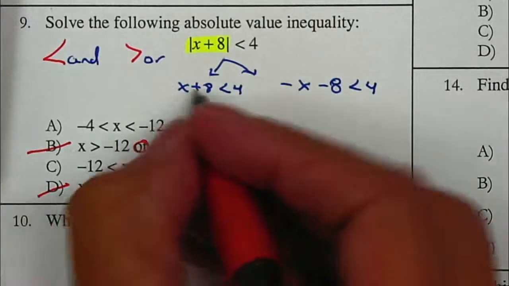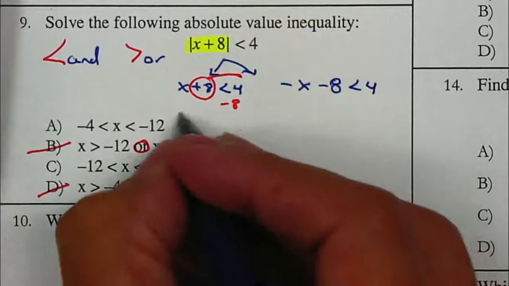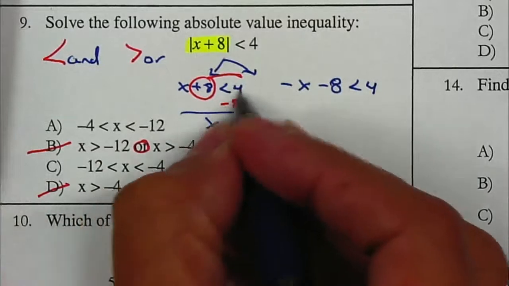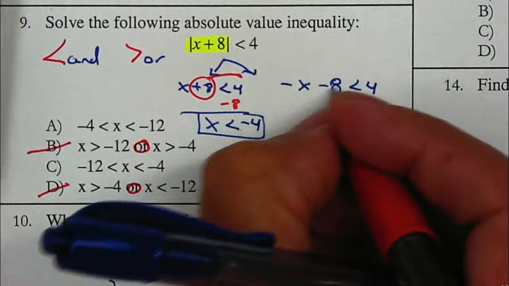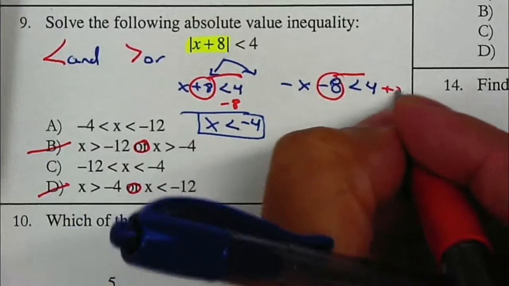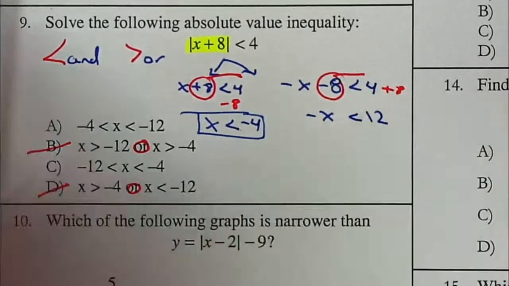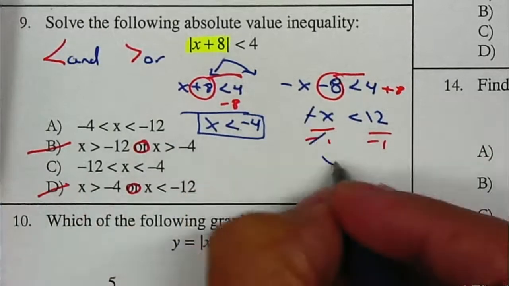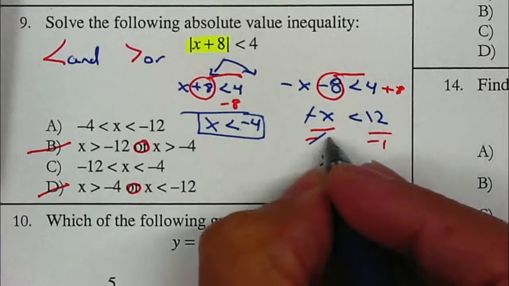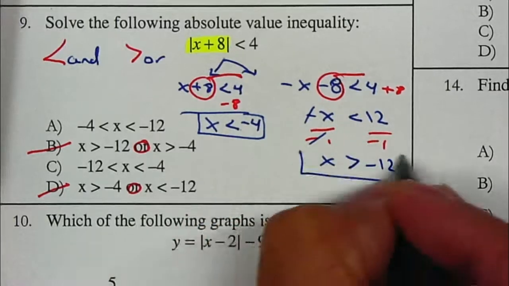And I can now solve it. Move that 8 to the right, becomes a negative 8. That gives me x is less than negative 4. I'm going to solve for the second one. Move the 8 to the right, becomes a positive 8. Negative x is less than 12. I'm going to divide by negative 1. That cancels, so x. And remember, whenever I divide by a negative number, don't forget to flip the inequality, and that gives you negative 12.